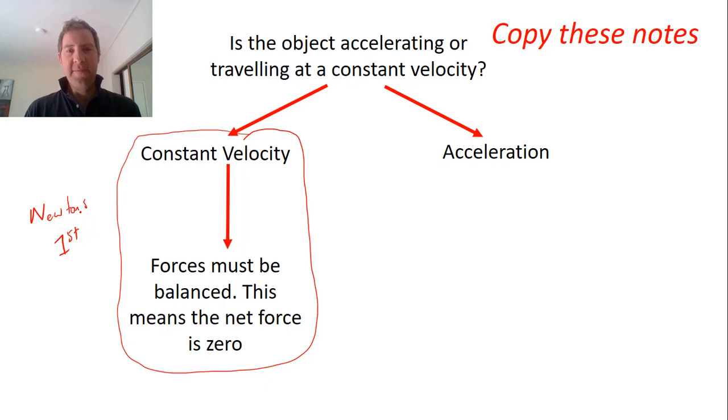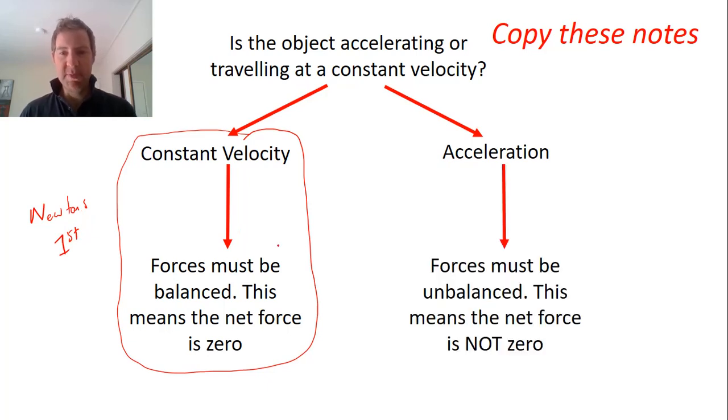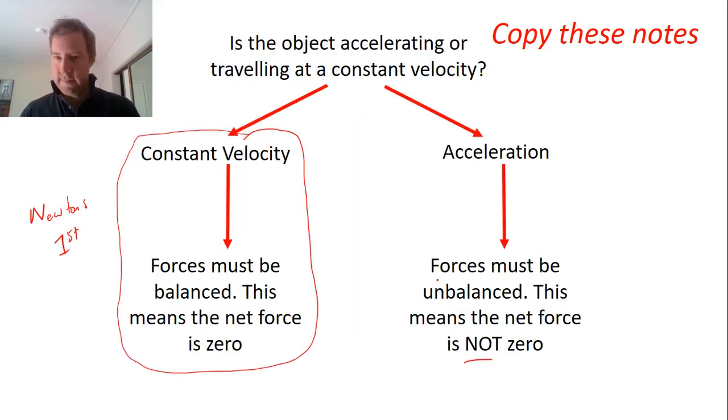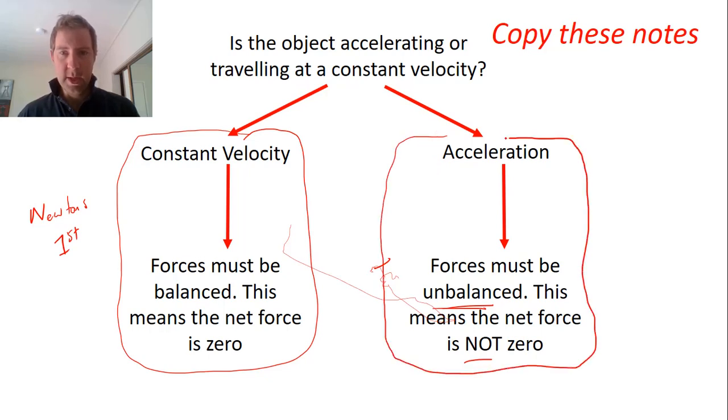And on the other side, if your object is accelerating, the forces must be unbalanced. And that means that the net force is not 0. Sorry. Unbalanced, not 0. This whole side here, you guessed it, is Newton's second law. This I take around in my head all the time. And these are the decisions I go through all the time when I'm solving physics problems, this flow chart. So pause the video and copy those notes down.